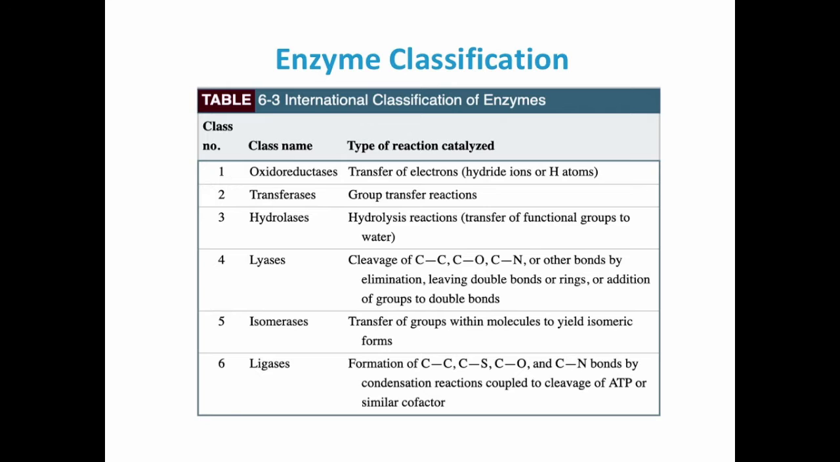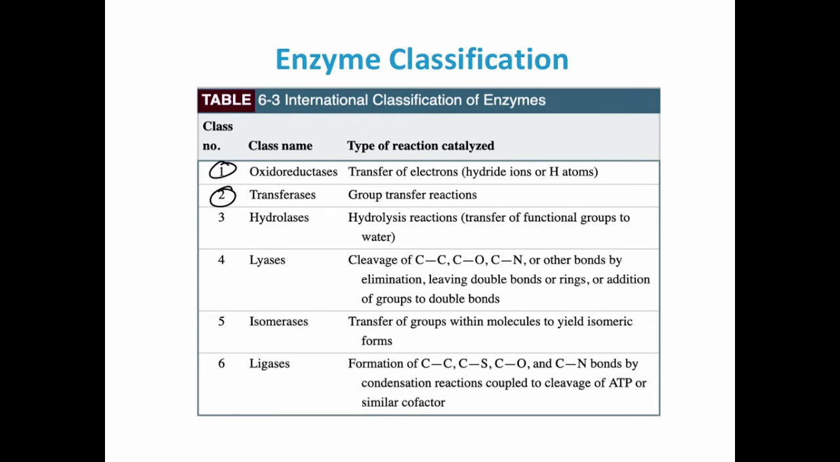The International Classification of Enzymes divides enzymes into 6 classes, each with subclasses based on the type of reaction catalyzed. Each enzyme is assigned a 4-part classification number and a systematic name, which identifies the reaction it catalyzes. So in group 1, we have the oxidoreductases. They involve the transfer of electrons.